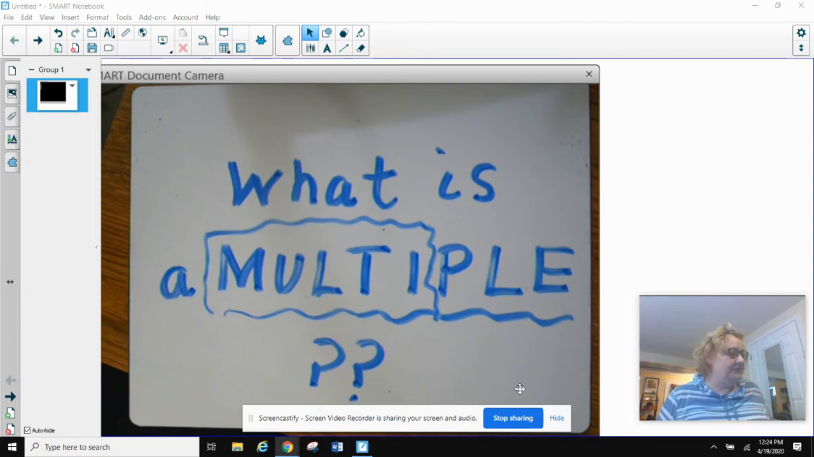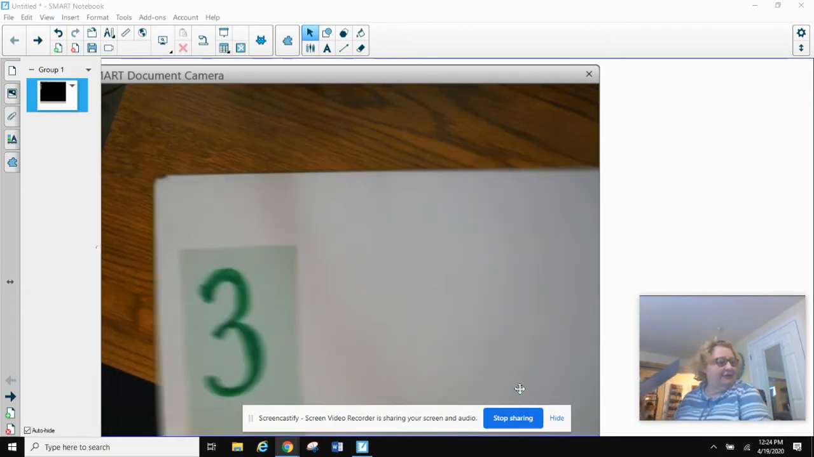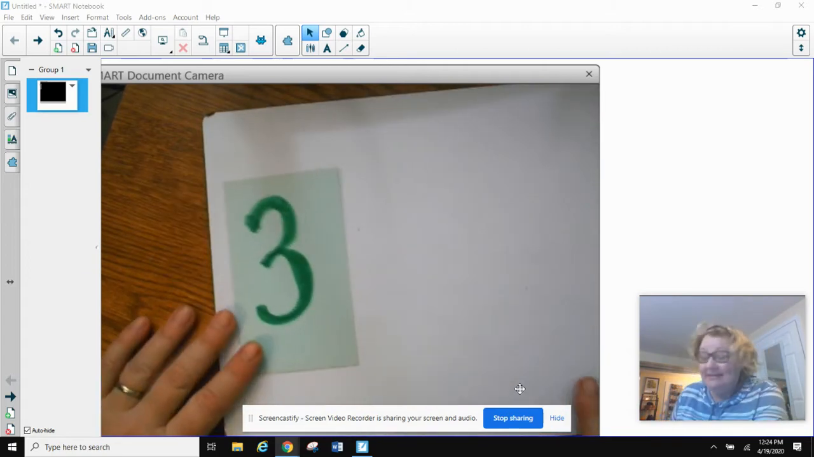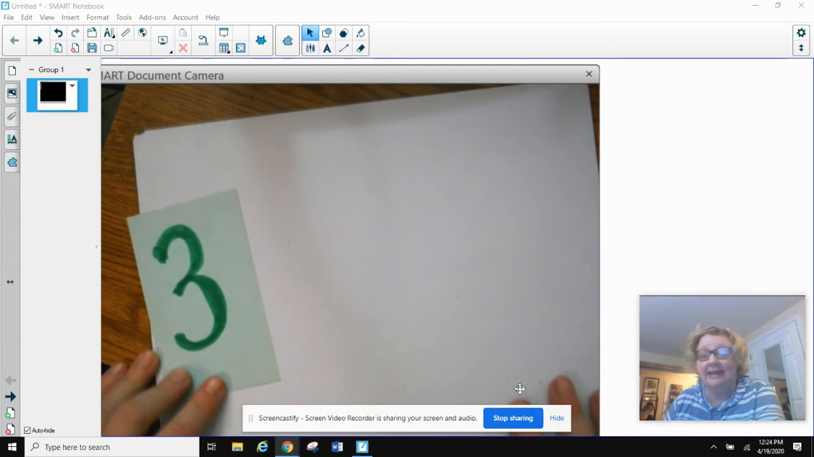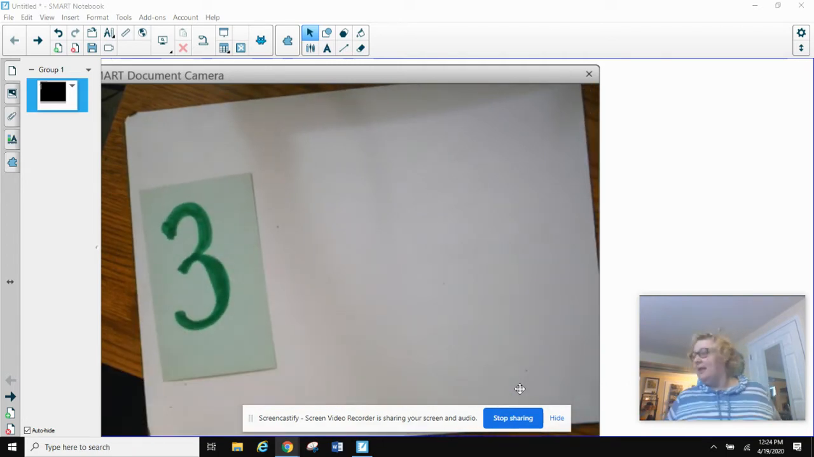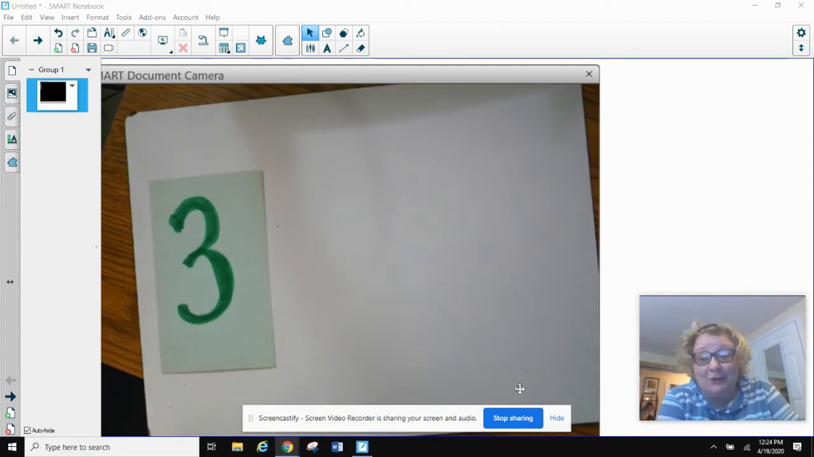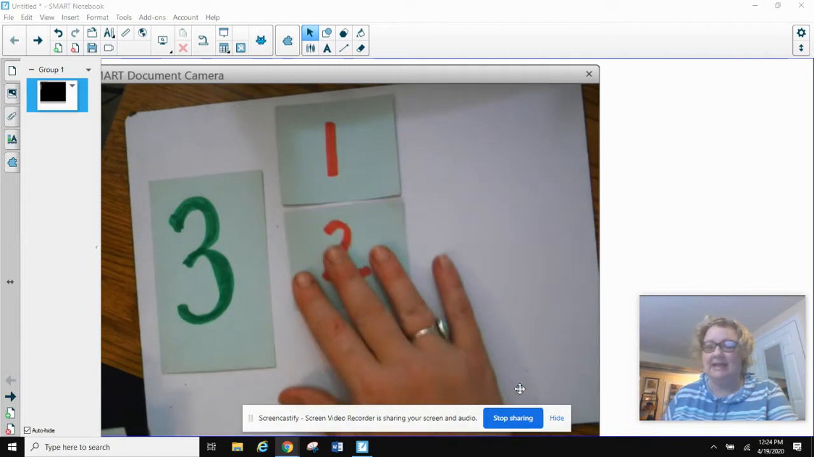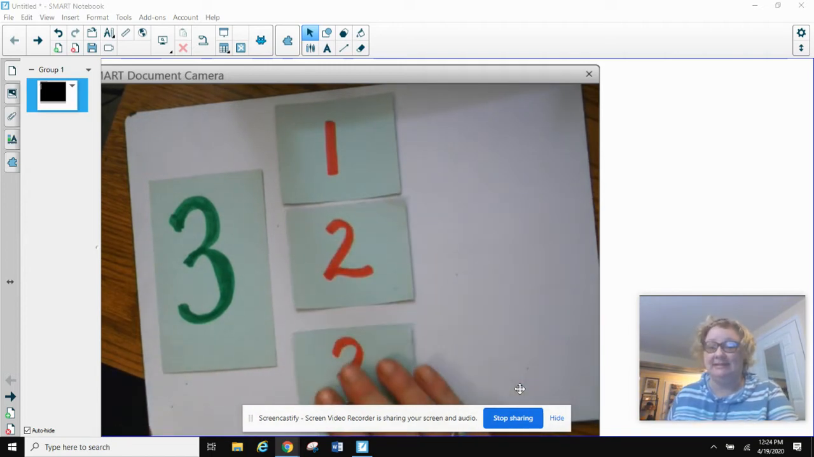A multiple of a number is the number that you are talking about multiplied by another number. Basically, it means you're going to skip count. And the skip count answers are going to be your multiples. Let's take the number 3, for example. Someone might ask you, what are multiples of 3? Well, pretty easy, kiddos. Take any integer you want. Let's say we just take 1, 2, 3 for simplicity's sake, okay?